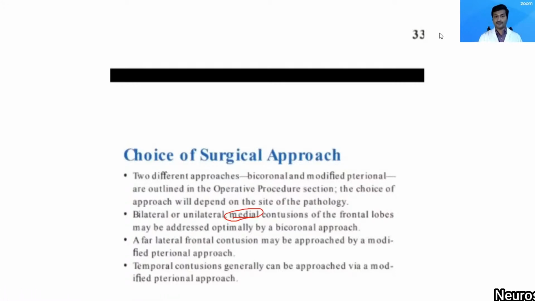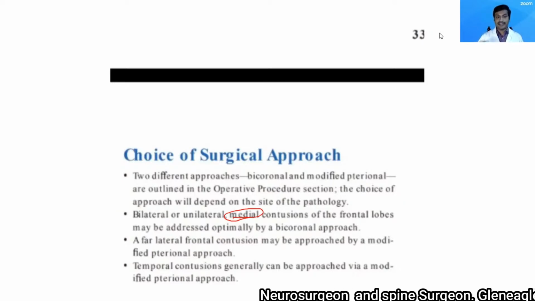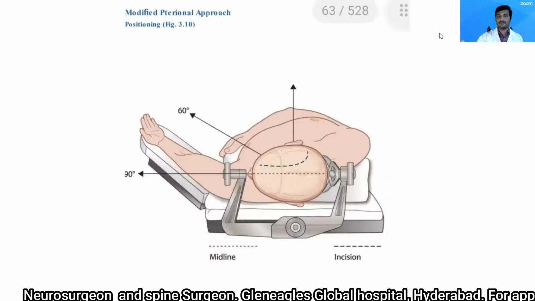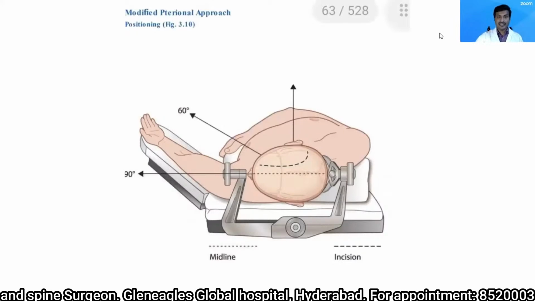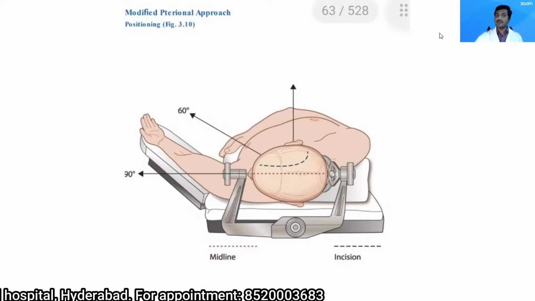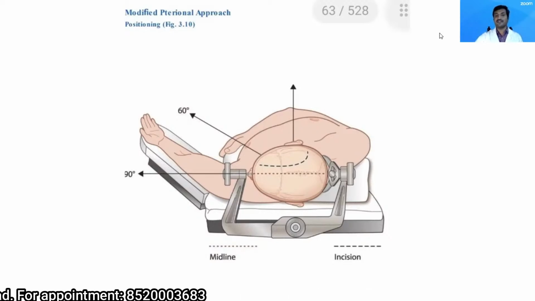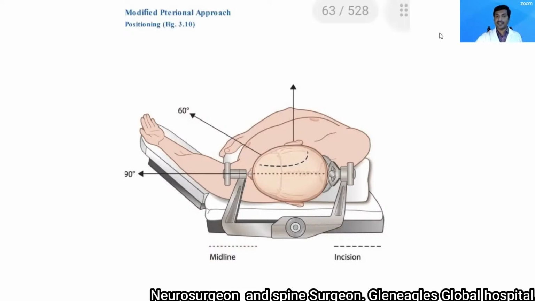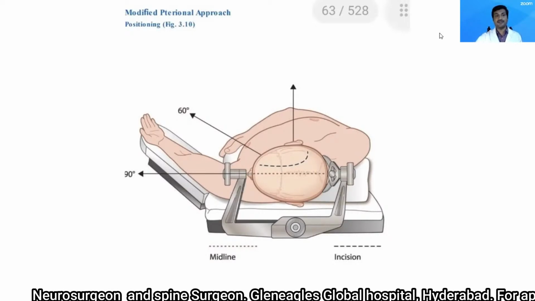In this episode, we will speak about the pterional approach, the modified pterional approach. In my next session, I will be speaking about the bifrontal approach. As in any operative neurosurgical procedure, positioning is an important part of the procedure. You can see the position over here. This position is almost similar to the position we keep for either decompressive craniectomy or for evacuation of an acute subdural hematoma.